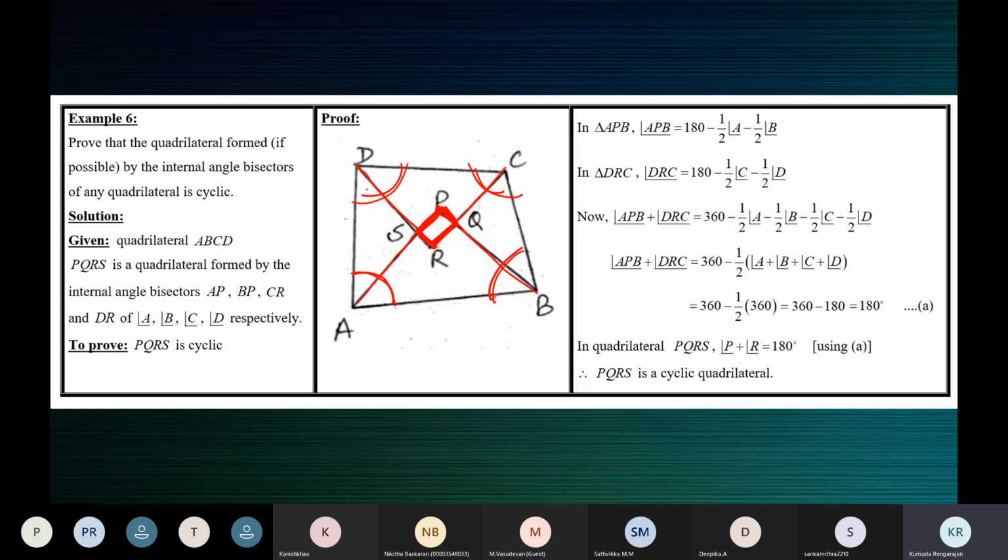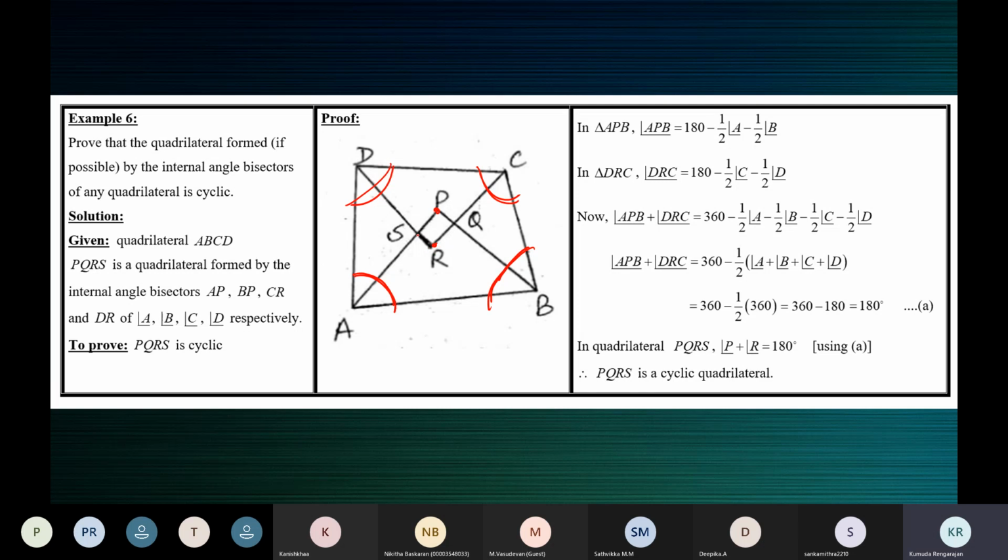Any quadrilateral ABCD. Prove that the quadrilateral formed by the bisectors in the middle is cyclic. ABCD is any quadrilateral. Angle A, angle B, angle C, and angle D are the internal angles. The bisectors of angle A and B meet at P. The bisectors of angle C and D meet at R.